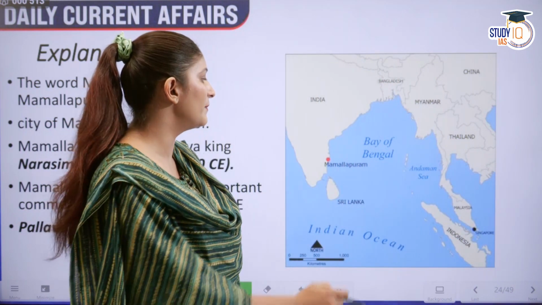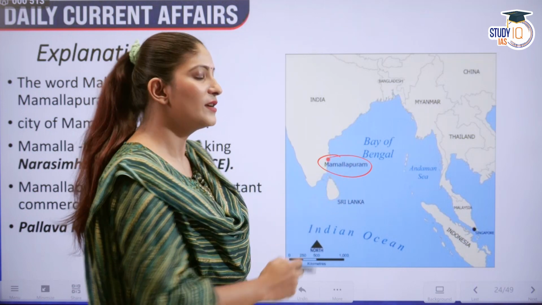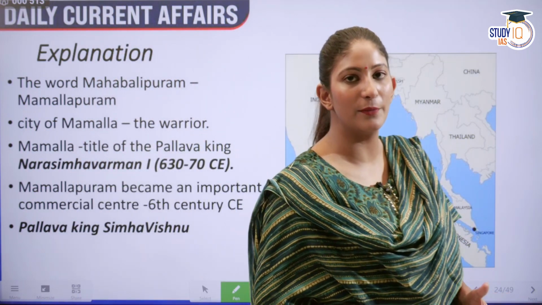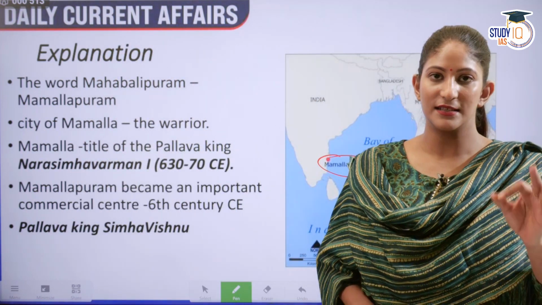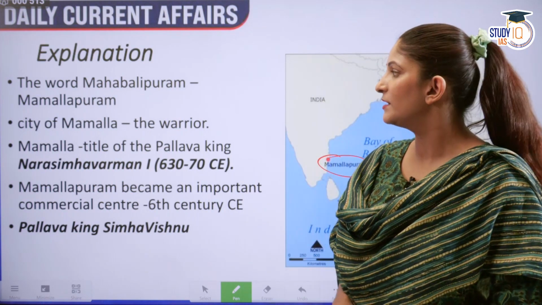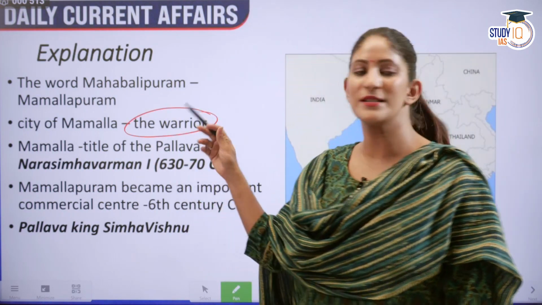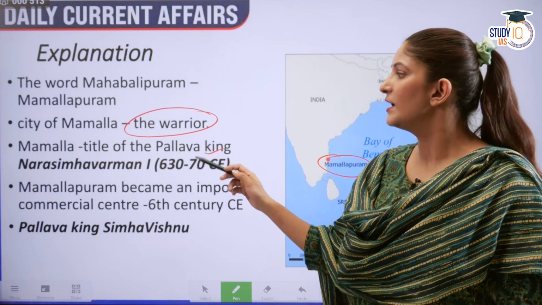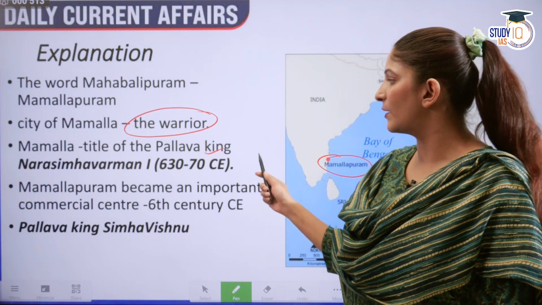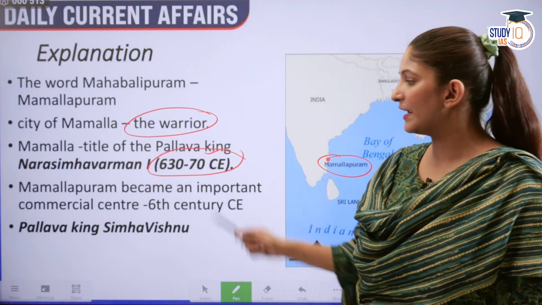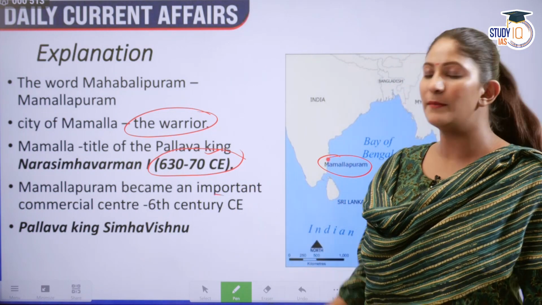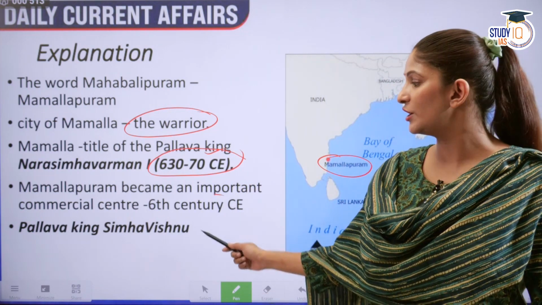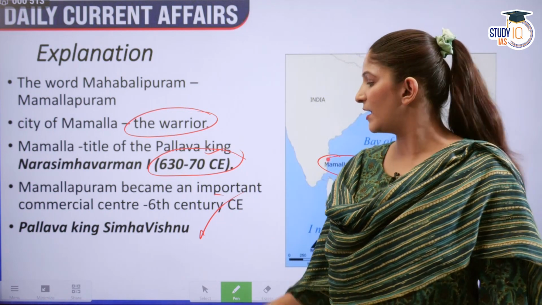Where is Mahabalipuram? Here is Mahabalipuram. So the thing is that Mahabalipuram has taken its name from Mamallapuram. What does Mamalla mean? Mamalla means the warrior. It was a title which was taken by the Pallavan king Narasimhavarman I, who reigned from 630 to 70 CE. Mamallapuram became an important commercial center in the 6th century during the reign of the Pallava king Simha Vishnu.